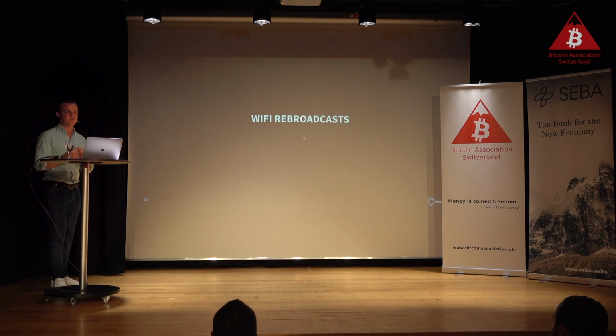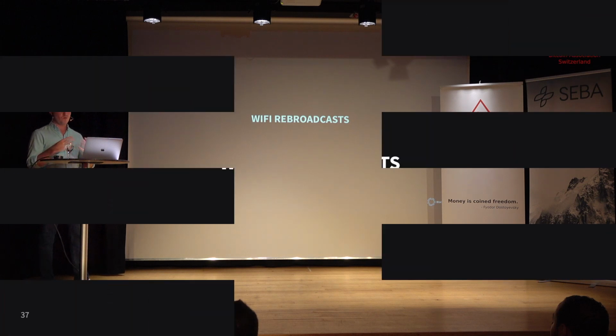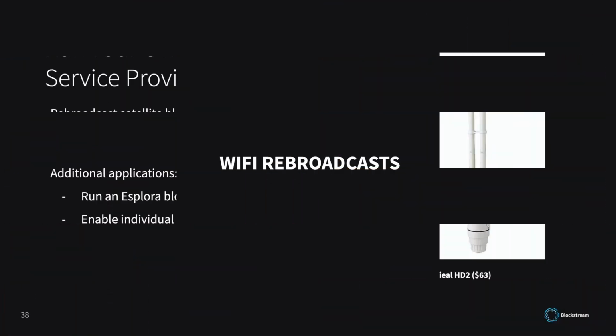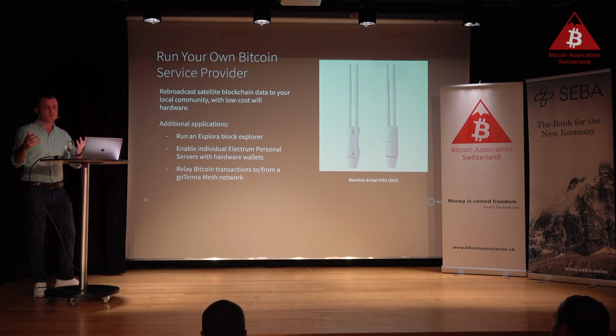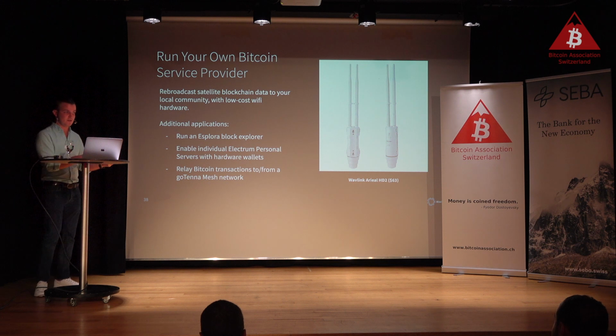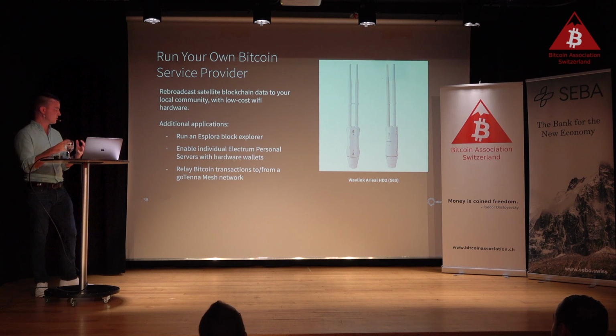Okay, so that's the satellite done. One cool additional thing we can do with a satellite full node is rebroadcast the blockchain data via Wi-Fi. All this takes is one additional piece of equipment, which is just a really standard piece of Wi-Fi hardware. And you just switch it to AP mode, and then you can start broadcasting over Wi-Fi to your local area the blockchain data that you're receiving from the Blockstream satellite. What that allows you to do is, if you've got a community where everybody doesn't want to buy the satellite dish and all the hardware, all they have to do is have a Wi-Fi router, and they can receive that blockchain data from you and run their own full node according to their own software.